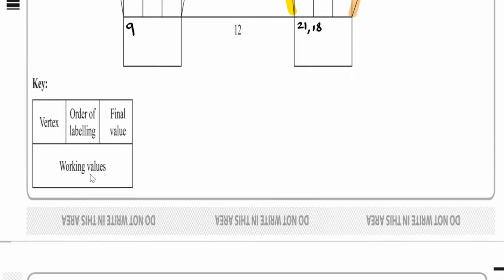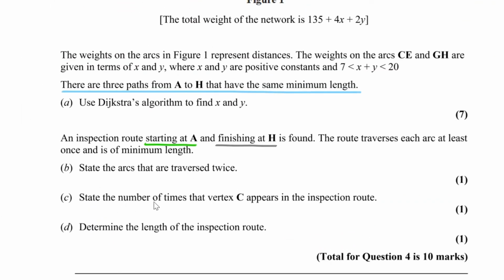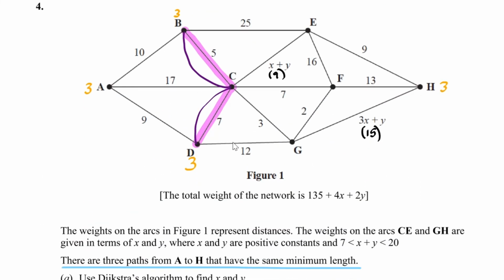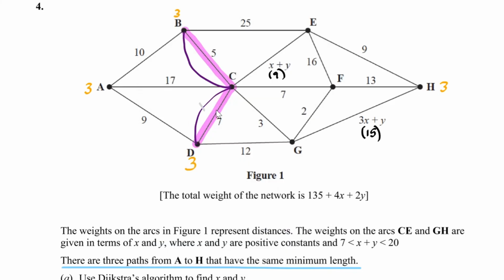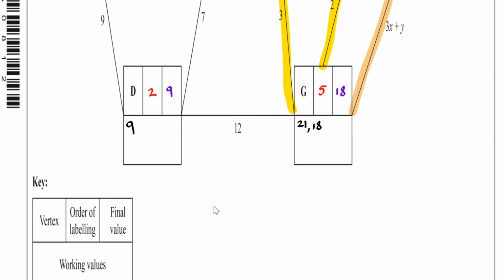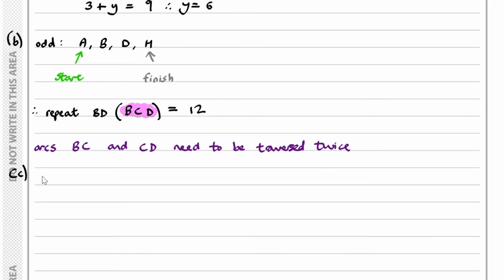For part C, state the number of times that vertex C appears in the inspection route. Well, with that, if we grab a different colour, we see that C appears once, twice, 3, 4 times. So for part C, the vertex C would appear 4 times.